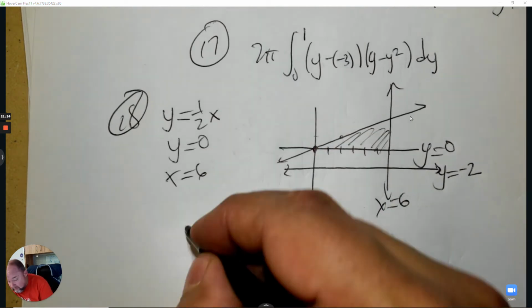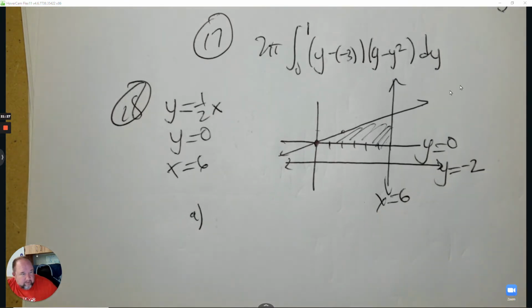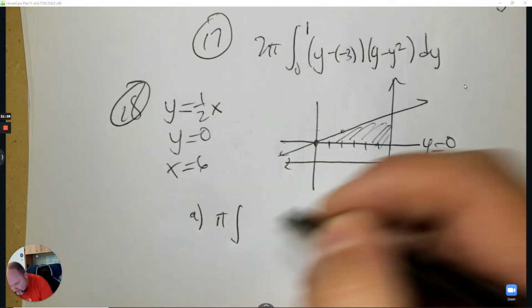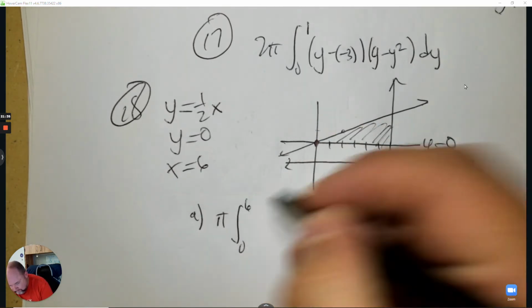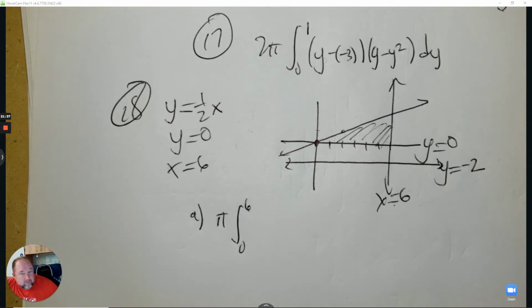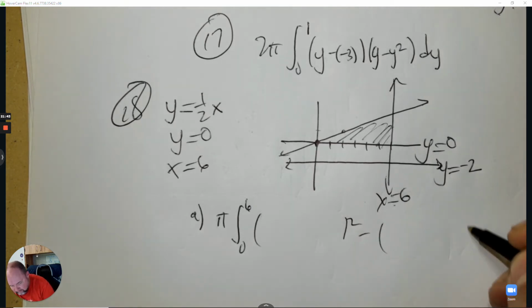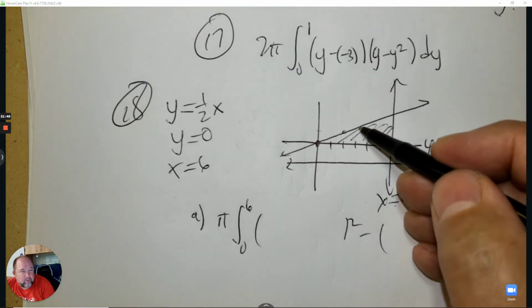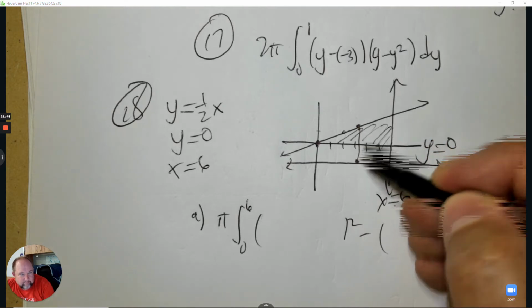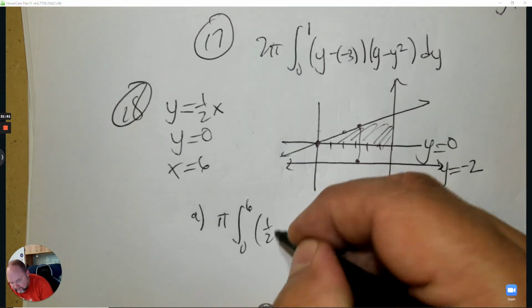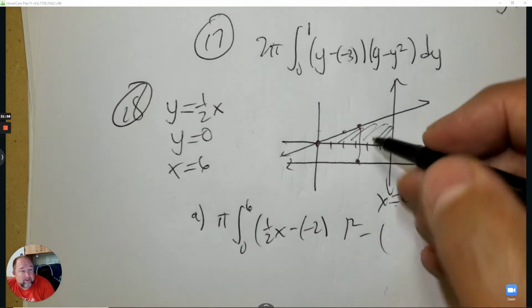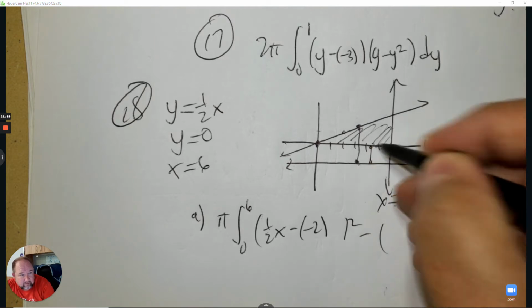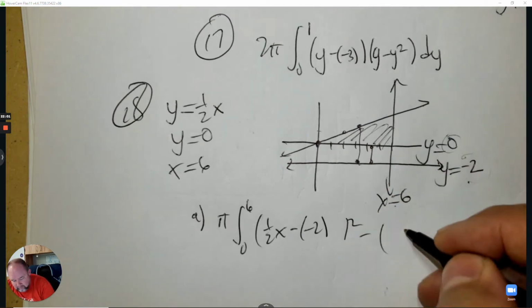It says first use washers. So if I do that, it's a circle, pi r squared. The x values go 0 to 6. And we have 2 radii that we're subtracting. So the big radius goes from here to here. The top of it is the line, subtract the bottom of it, which is -2. The second radius, the small radius, goes from here to here. That is 0 subtract -2, or just 2.